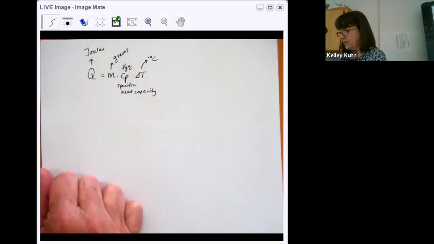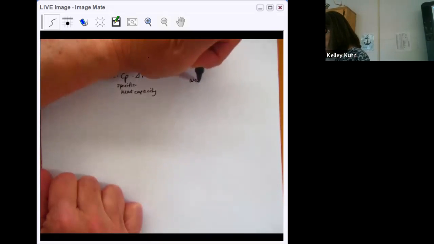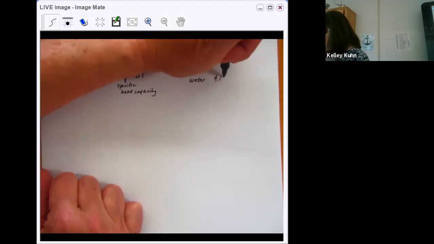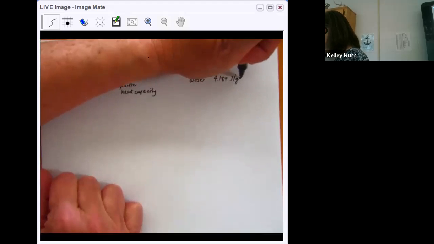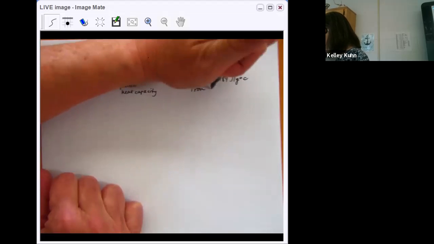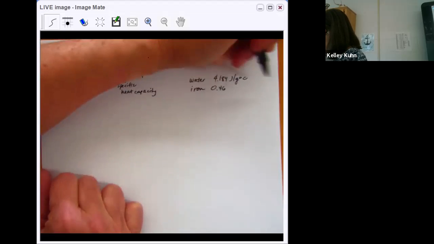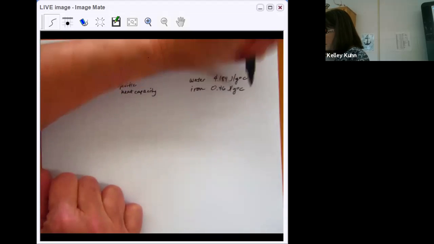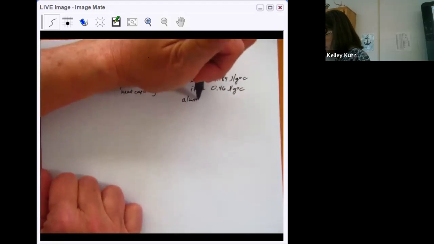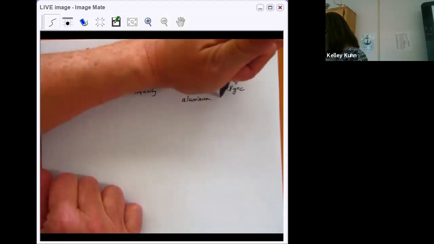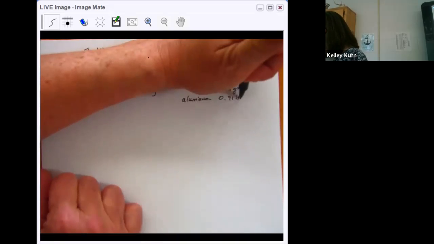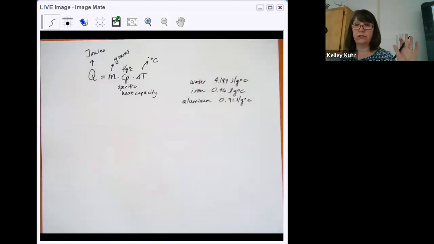A couple of common heat capacities. Water has a heat capacity of 4.184 joules per gram degrees Celsius. Iron has a heat capacity of 0.46 joules per gram degrees Celsius. Aluminum has a heat capacity of 0.91 joules per gram degrees Celsius. And I could go on. You have a whole list of these in your digital interactive notebook. But the trick to doing these problems is, as you read the word problems, to focus on the unit.